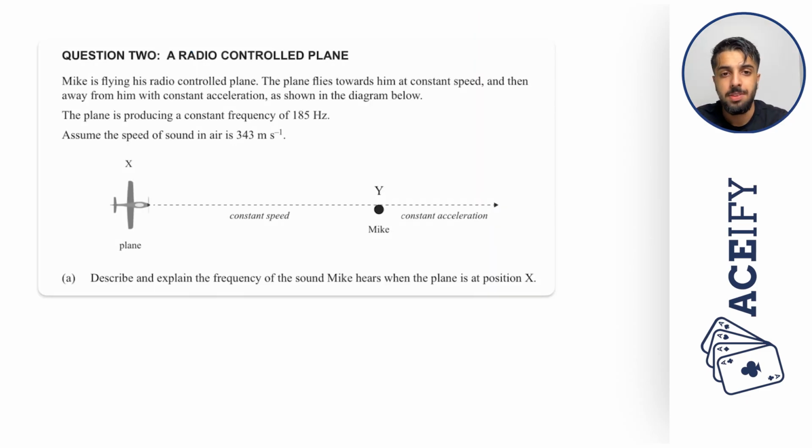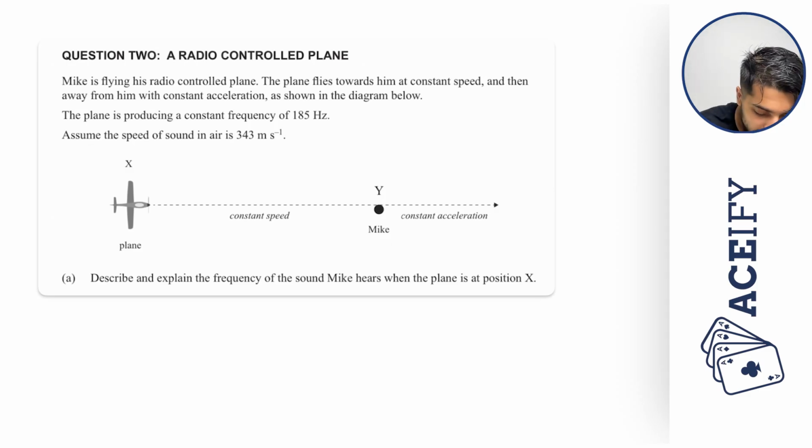Okay, question 2. Mike is flying his radio-controlled plane. The plane flies towards him at a constant speed and then away from him at a constant acceleration. As shown in the diagram, the plane is producing a frequency of 185 Hz. Assume the speed of sound in air is 343 meters per second. Describe and explain the frequency of sound that Mike hears when the plane is at position X.